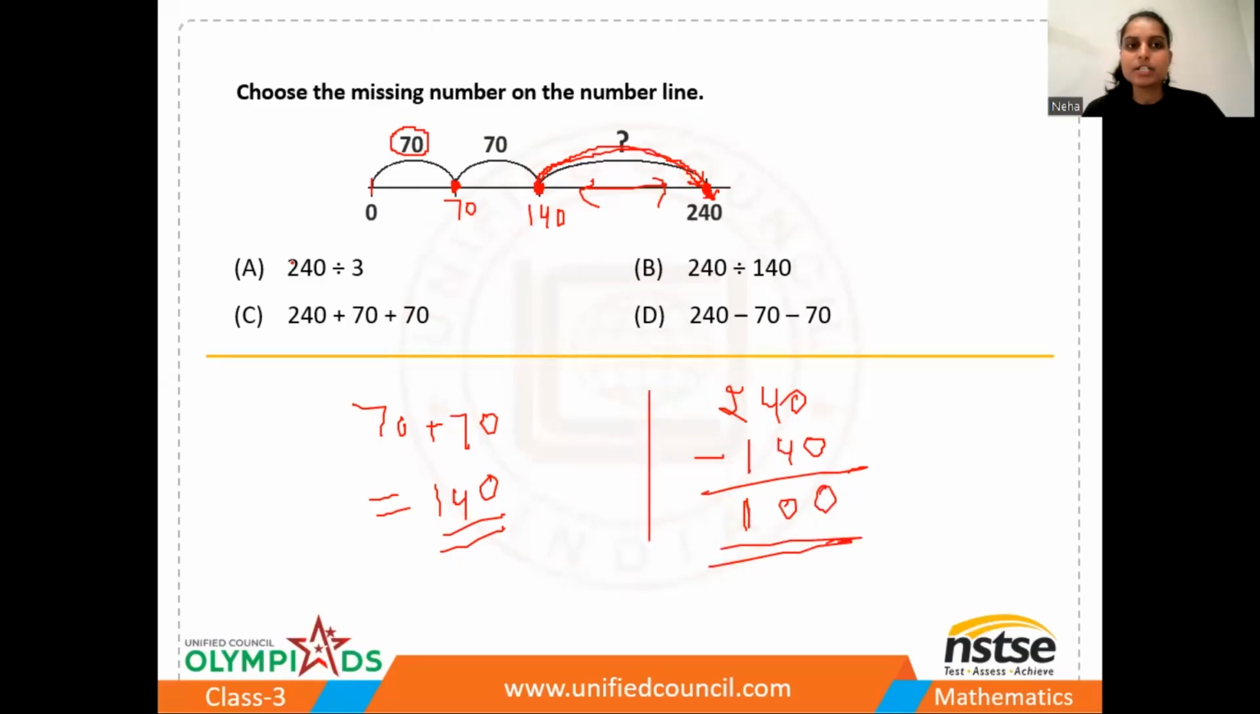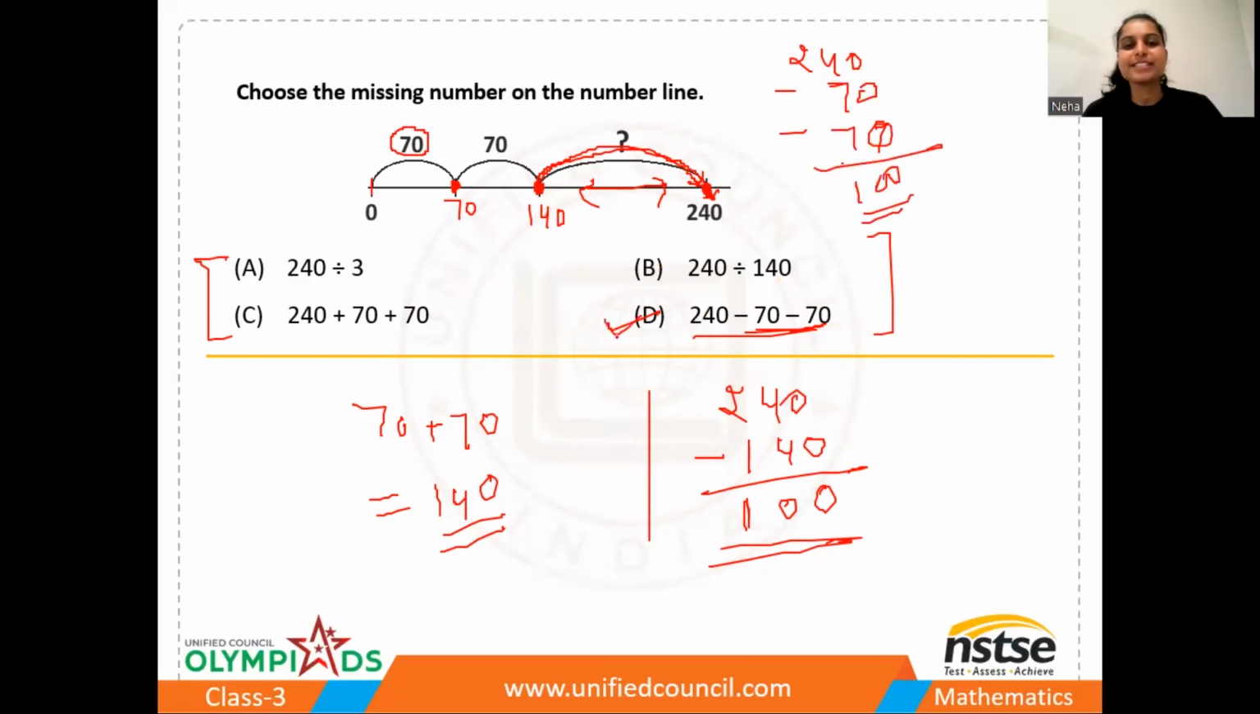Perfect. But the thing is that my options are quite different, right? So we have to solve the options also. Perfect. So I can say that option D is your correct answer, because 240 minus 70, again minus 70, is equal to 100, right? So yes, this is the right answer.